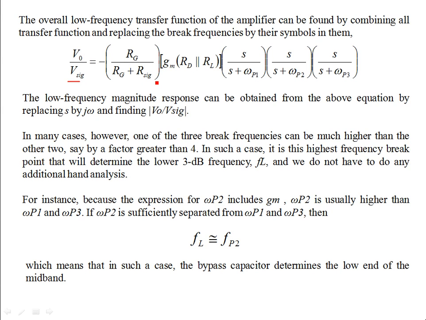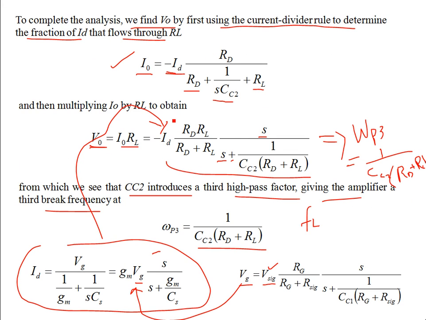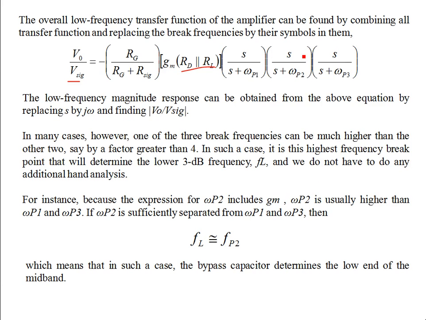Then V naught by V signal, if you combine them, will be of the form minus RG over (RG plus R signal), and you can see there is a parallel term, RD parallel RL. GM is going to come from here. And then you are going to have those three factors, the break frequency or corner frequency factors in all three transfer functions combined together, all high pass type. So we'll have omega P1, omega P2, and omega P3. It's a threefold transfer function.